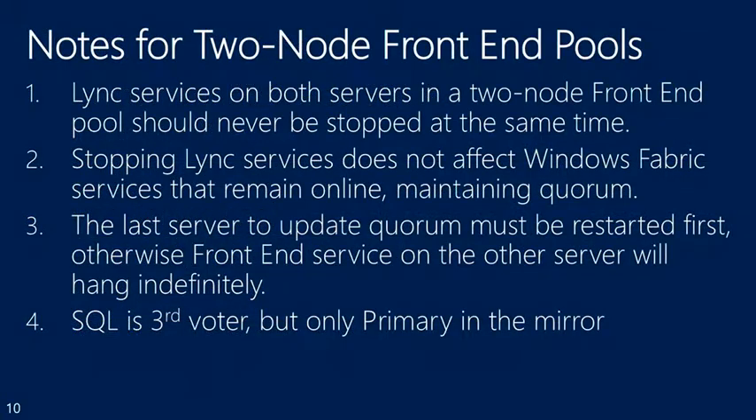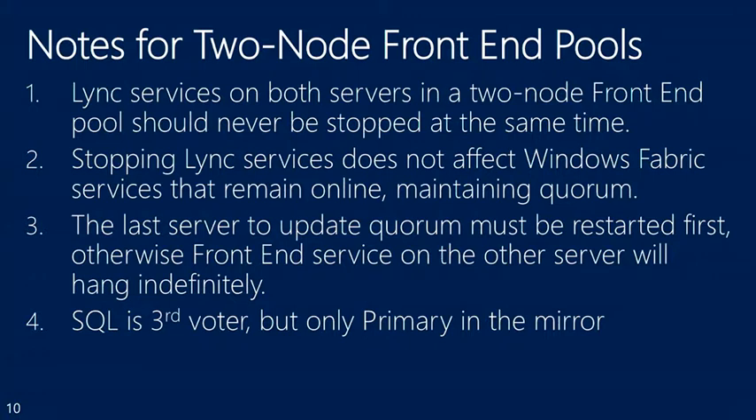This also brings up some caveats on the 2-node front-end pools. When we have 2, that means our quorum is 2 because there's 2 servers plus the SQL server makes 3. We need a majority, which means that we have to be careful about stopping services and rebooting servers because it's very easy to get us to a lack of quorum, right? If we patch SQL at the same time we patch one of the front ends, that surviving front end is going to go offline and stop servicing users because it's only one of 3 and has lost quorum.